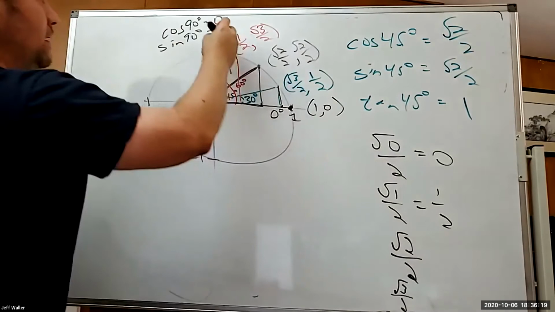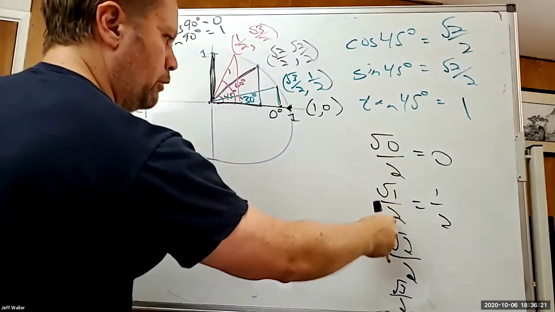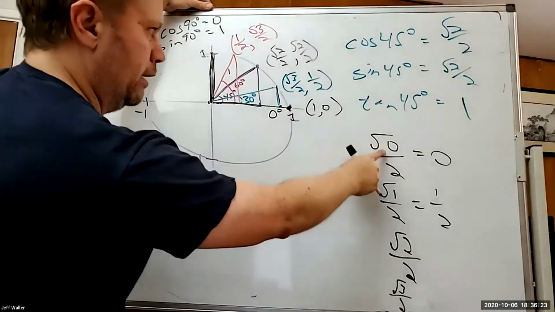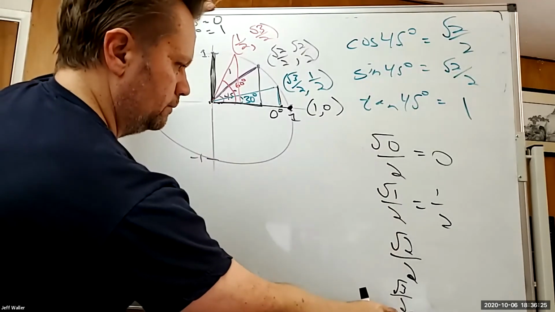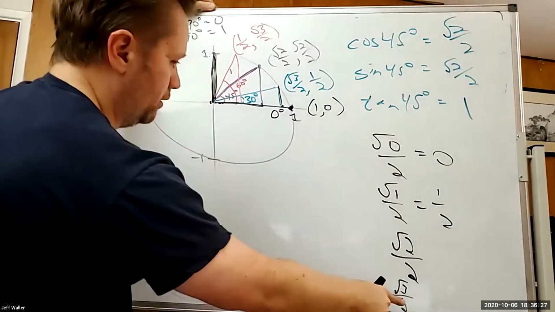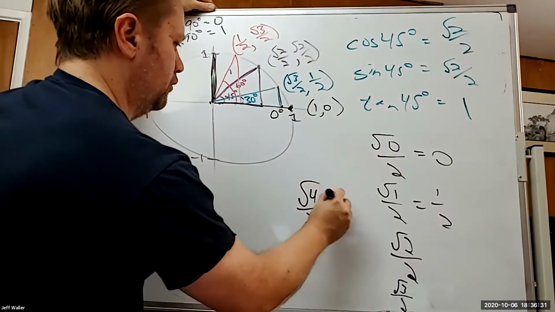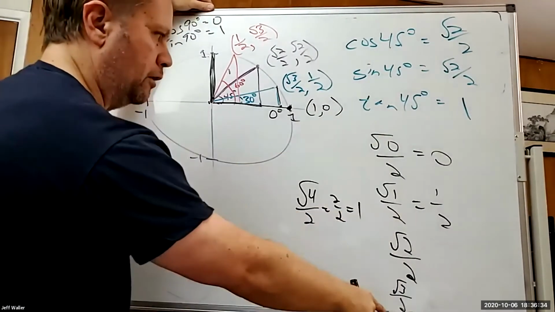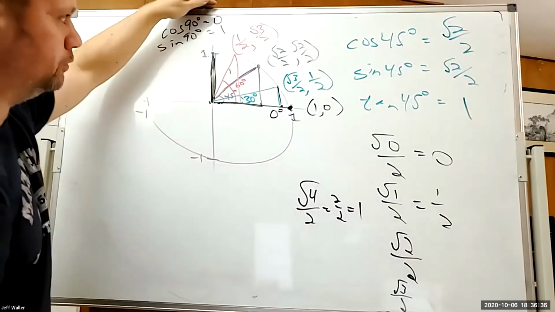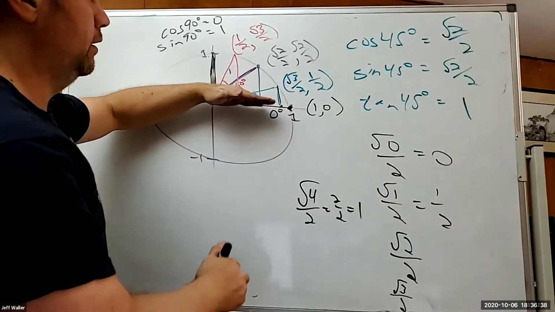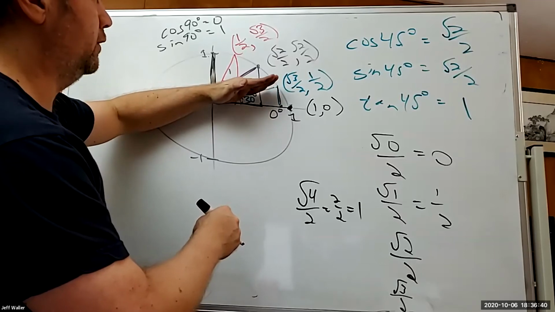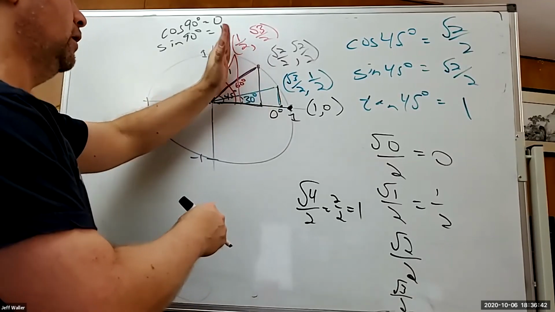And of course, what's the next thing? Following this pattern, what would the next thing be? Square root of 4 over 2, right? Which is 2 over 2, which is 1. So that pattern beautifully holds. So what does sine do? Square root of 0 over 2, square root of 1 over 2, square root of 2 over 2, square root of 3 over 2, square root of 4 over 2.